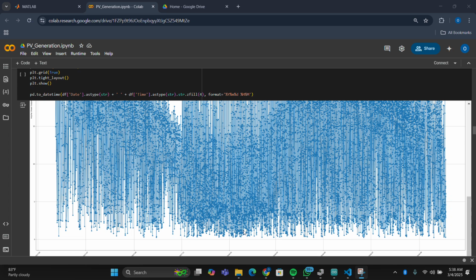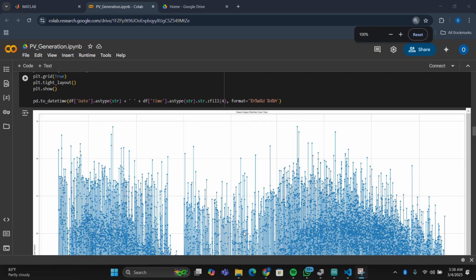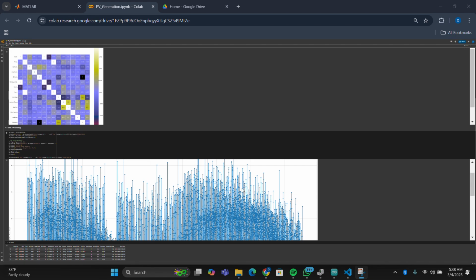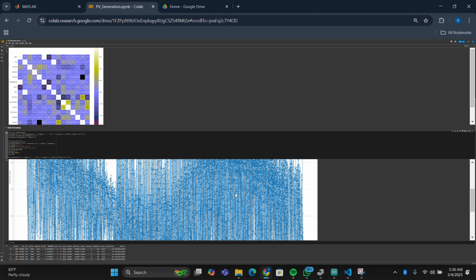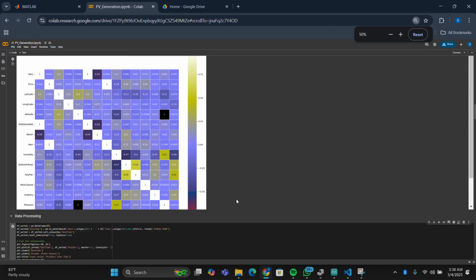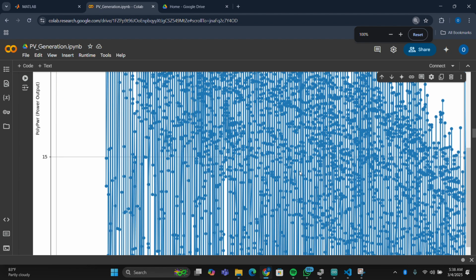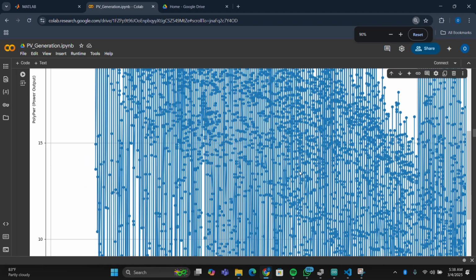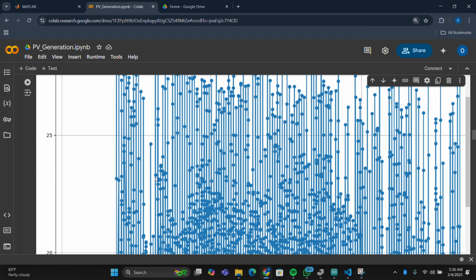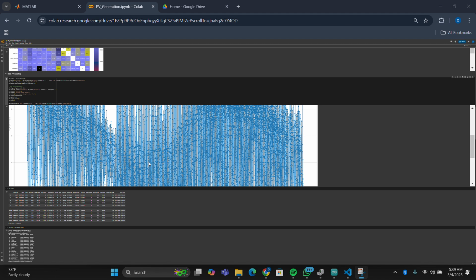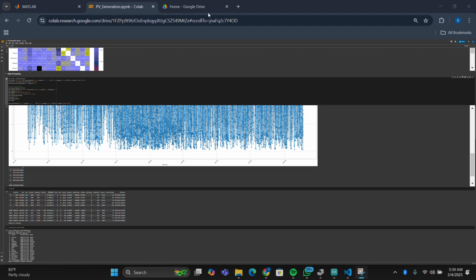Right, so I did a bit of visualization. This is a trend line of the PV power in the data set with time, showing how the data varies with time. You can see a sort of seasonal trend pattern here in the data.